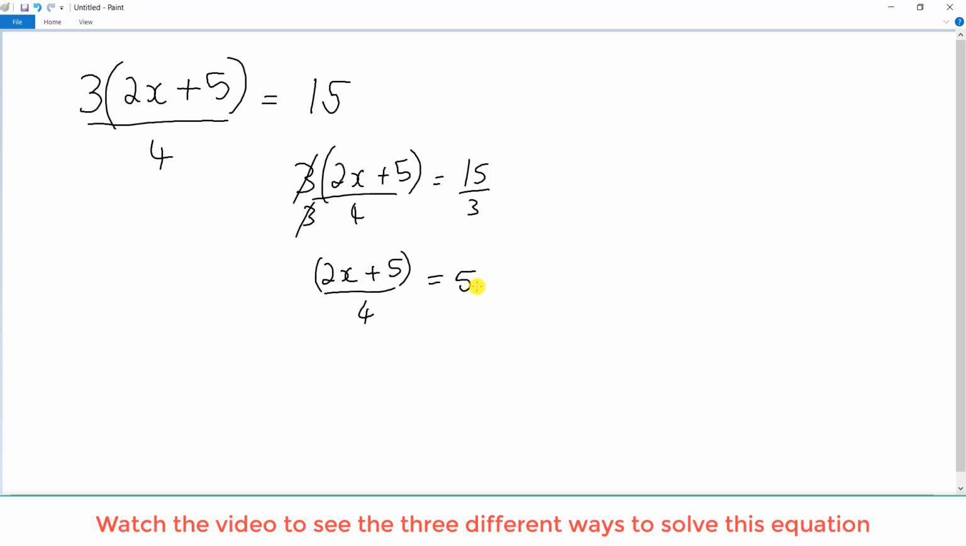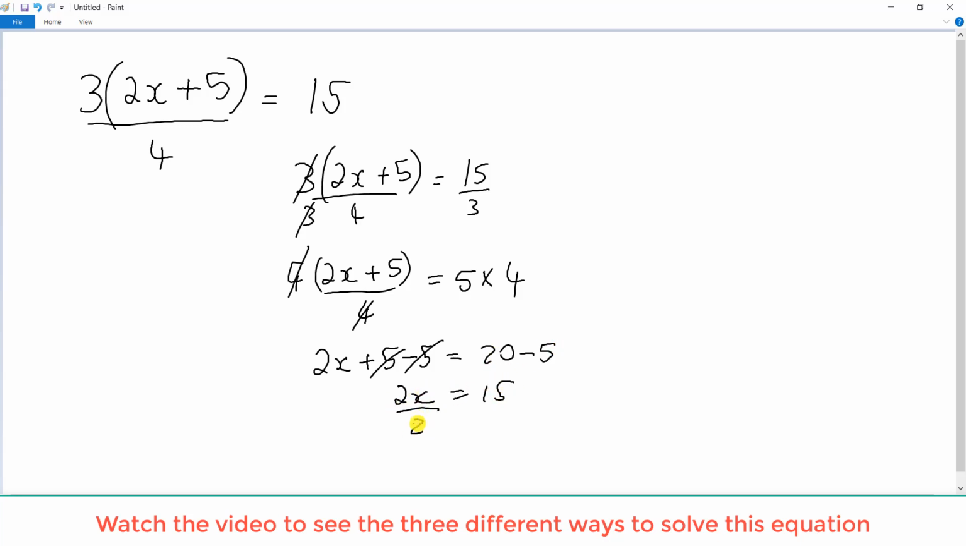Okay, then we've got the divide 4 on this side. So if we multiply by 4 on this side, these two will cancel out. We need to do the same thing on this one. So we can then have the 2x plus the 5 is equal to 20. Then we want to get rid of the plus 5 with a minus 5. Now doing the same thing to both sides. This will cancel. 5 take 5 is 0, so we're left with 2x. 20 take 5 is 15.